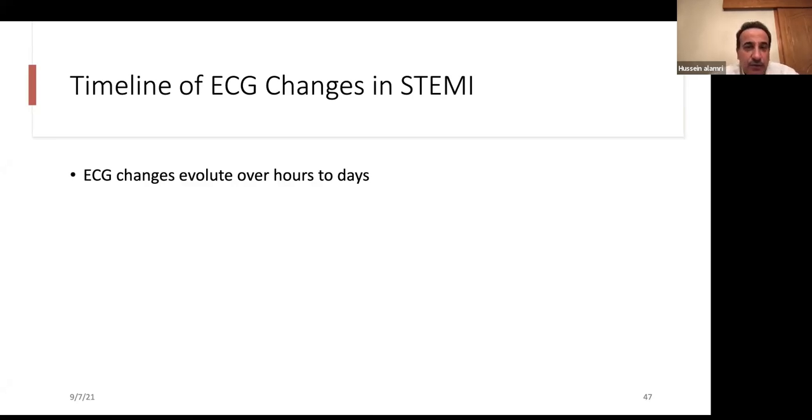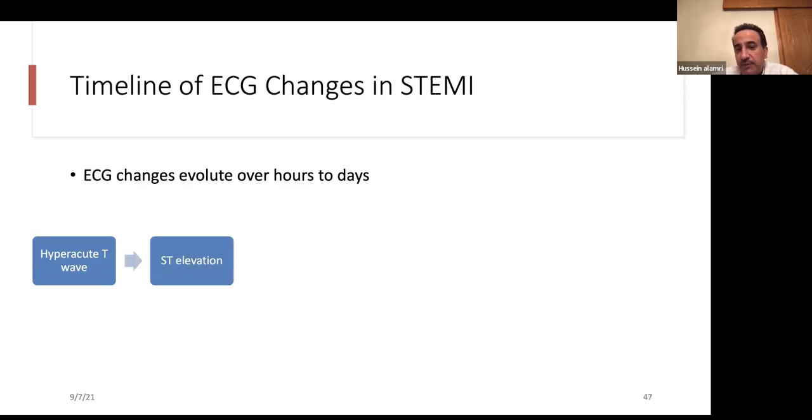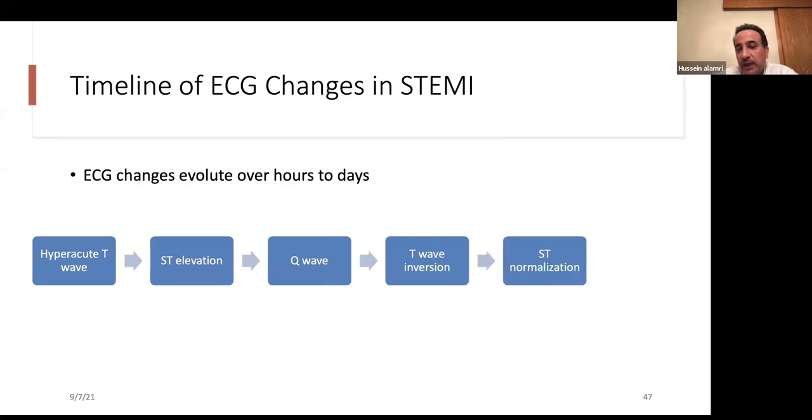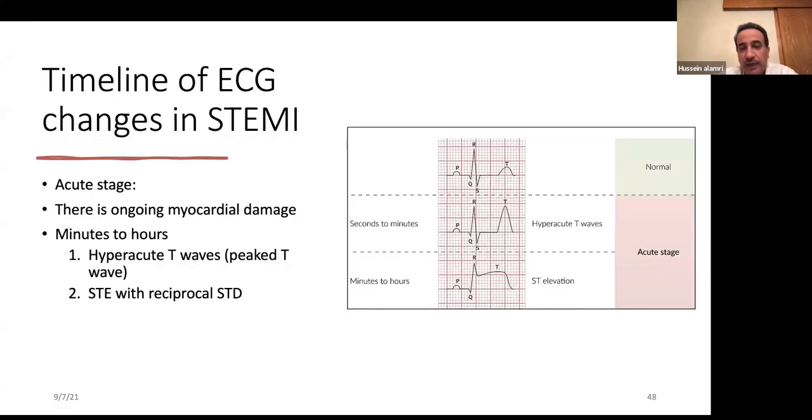Okay, what about the timeline of the ECG? What happens to the ECG after myocardial infarction? It usually evolves over seconds to years, from hyperacute T wave, which is usually seconds to minutes, to ST elevation, which happens between minutes to hours, to Q wave, which could develop within hours to days, to T wave inversion, and ST may normalize over years, or the T wave may stay inverted, or it may normalize. So in the acute stage, where there is ongoing myocardial injury, this is the normal QRS. Within seconds to minutes, there will be hyperacute T wave.